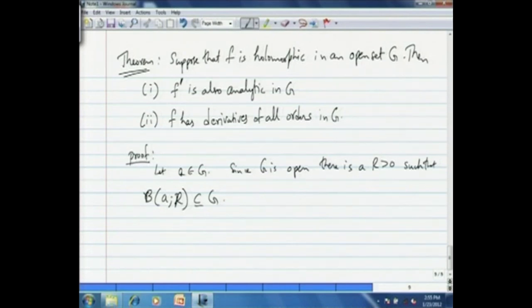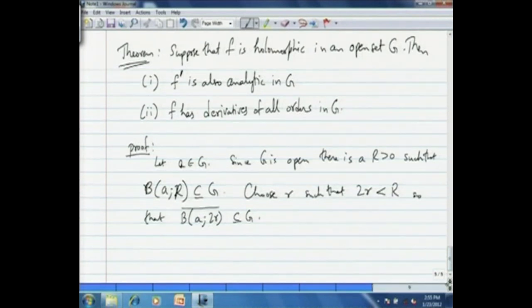So choose little r such that 2r is strictly less than capital R. So that a ball of radius 2r is contained in G. Not only that, the closure of the ball of radius 2r is also contained in G, and the boundary of this, which we typically denote by gamma a 2r, is contained in G.